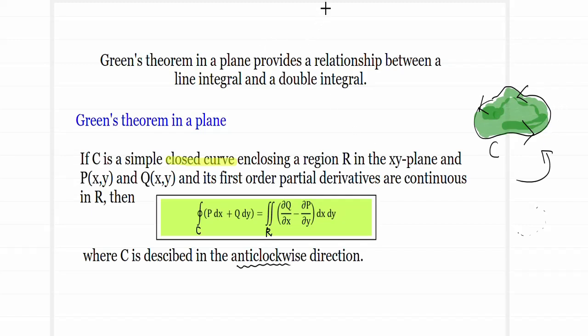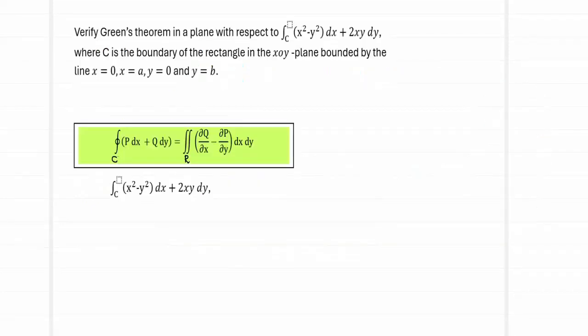Okay, now let us apply it to a problem and see how this works. Verify Green's theorem in a plane with respect to the integral over C of x square minus y square dx plus 2xy dy, where C is the boundary of the rectangle in the xy plane bounded by the lines x equal to 0, x equal to a, y equal to 0 and y equal to b. So primarily we have the closed curve C. And how is C defined? C is a rectangle in my xy plane. So the first thing is to try visualizing the data, then it will become very easy for us to evaluate the results. So we have the boundary to be defined.